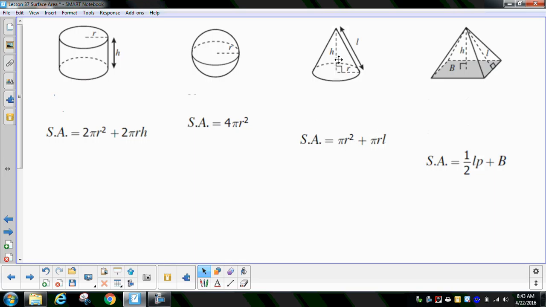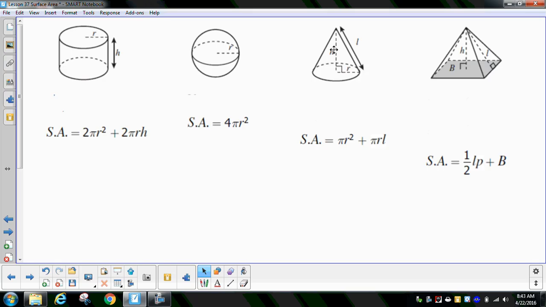A cone has a couple of new dimensions. It has a base, that's a circle, and a radius, which we need for the surface area formula. And then it has this L. This L is what we call slant height. It's from the tip of the cone down the side of the cone till we get to the base.